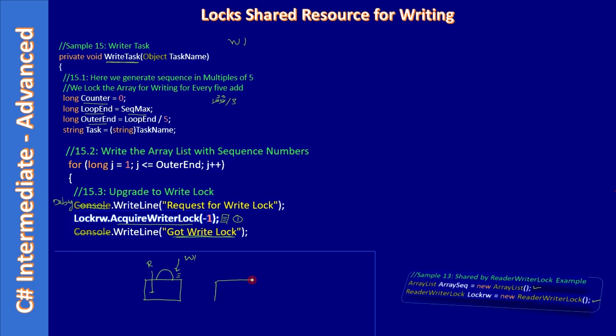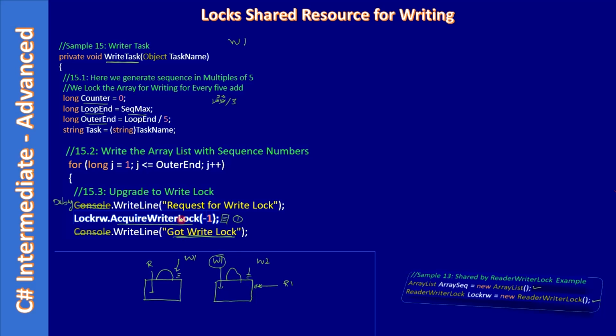Similarly, when a writer thread is inside here, if one more writer thread comes, that will get blocked, and even if a reader thread comes, that will also get blocked here. Why? Because a writer lock will allow only one thread to process it or to acquire the lock.